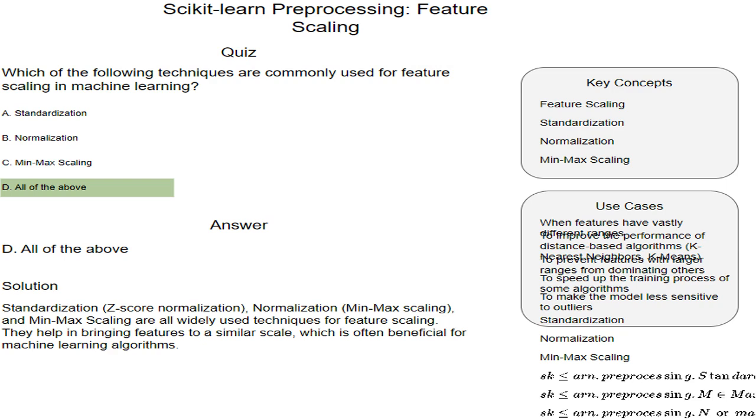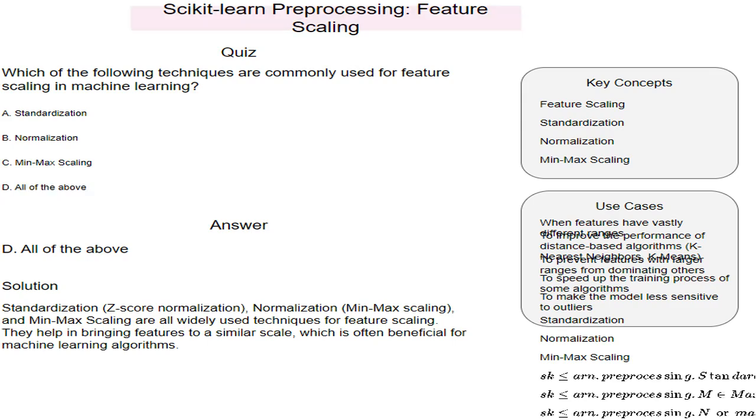True. All the options, standardization, normalization, and min-max scaling, are commonly used techniques for feature scaling in machine learning. They are effective in addressing issues arising from different scales of features, which can impact the performance of many algorithms. D. All of the above.